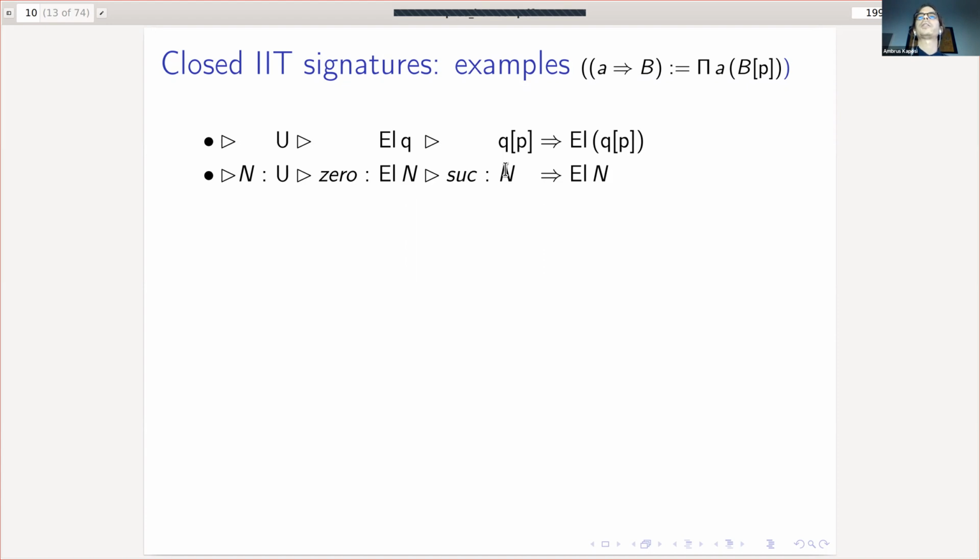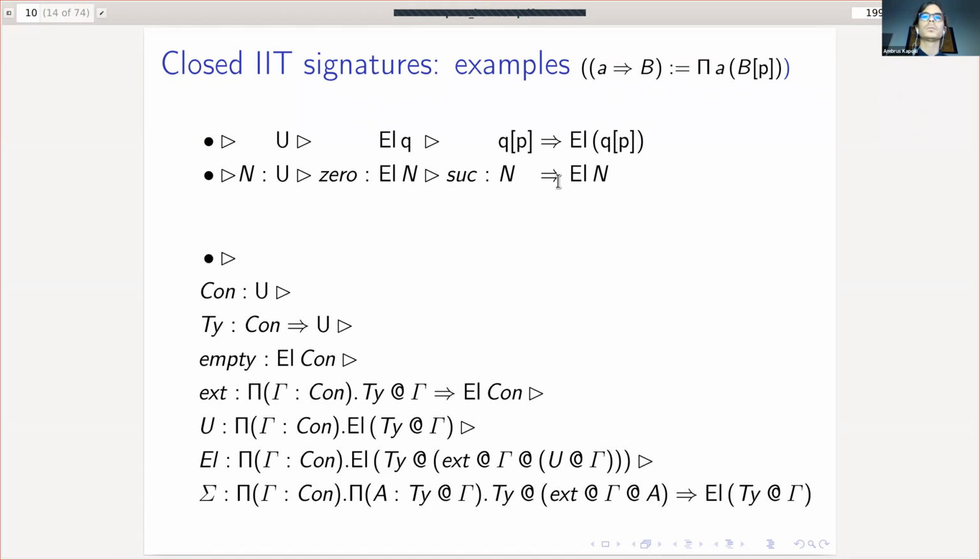And this is what enforces strict positivity of all the constructors, because on the left-hand side of the arrow, I cannot write an arrow, because the arrow itself is a type and not an element of u. And I can also describe inductive types this way.